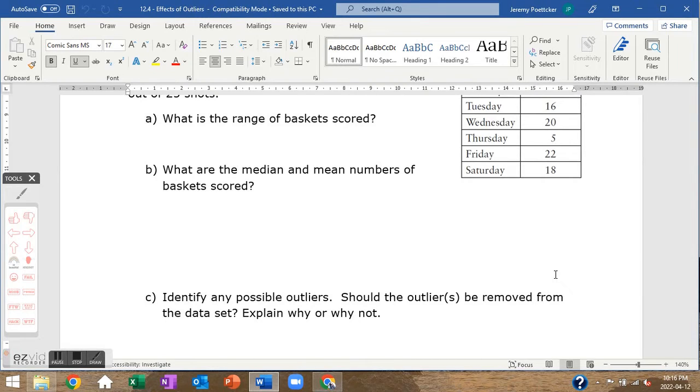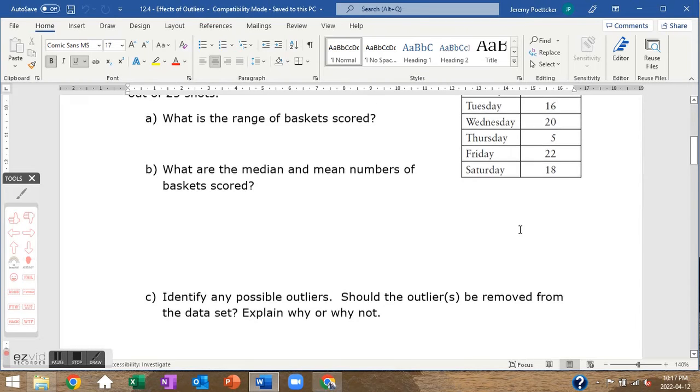I think in this case it should not be. It doesn't look like she's made a mistake. It just means that Thursday was a bad day. Maybe she was tired. Maybe she had a headache. Maybe she had a bunch of homework and that was on her mind and she just wasn't thinking about shooting.